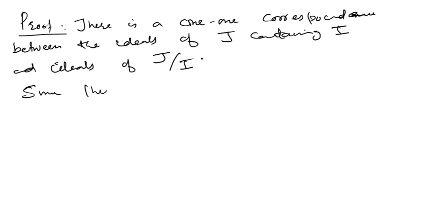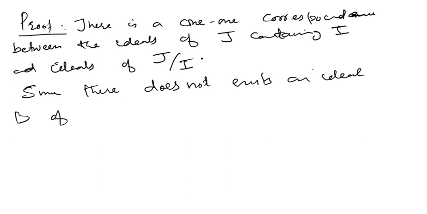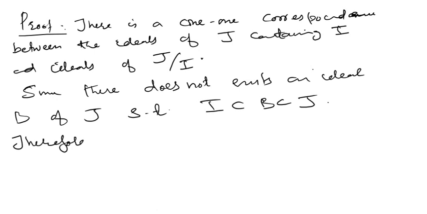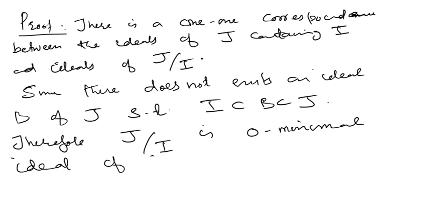Since there does not exist an ideal B of J such that I subset of B subset of J. So we don't have any such ideal, therefore there is no proper subideal of J over I. So therefore this J over I is a zero minimal ideal of S over I. S over I का ideal है ये, zero minimal ideal of S over I.